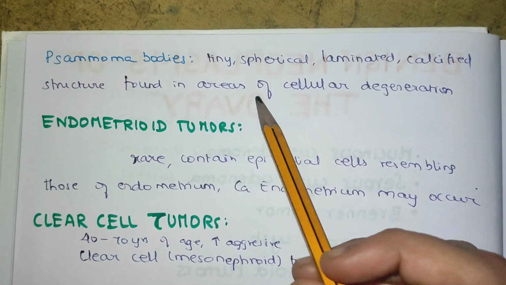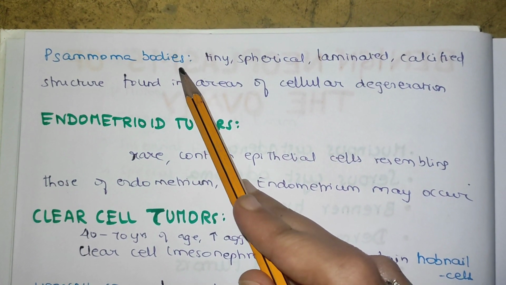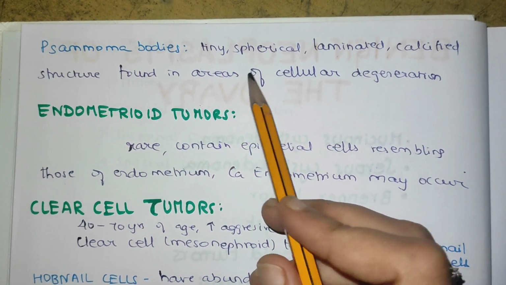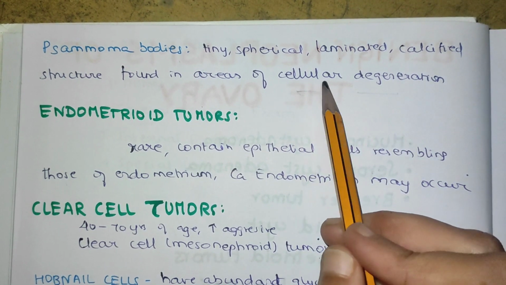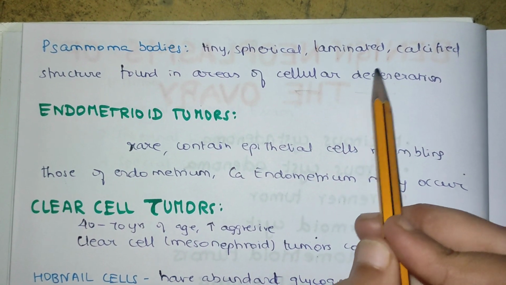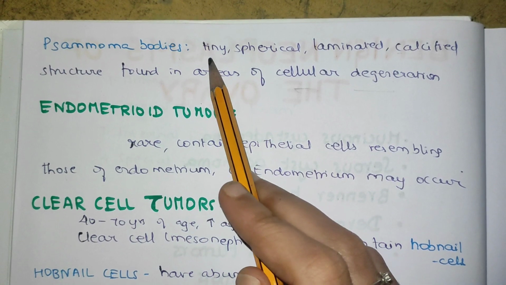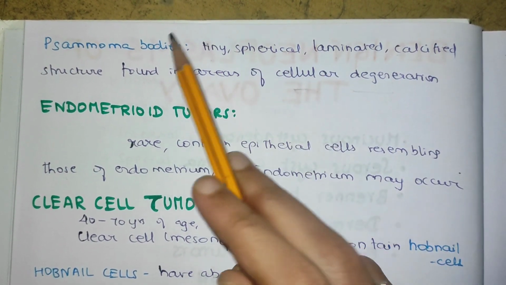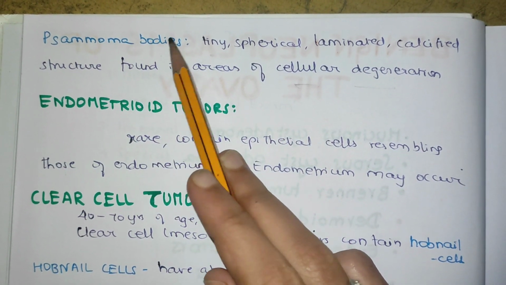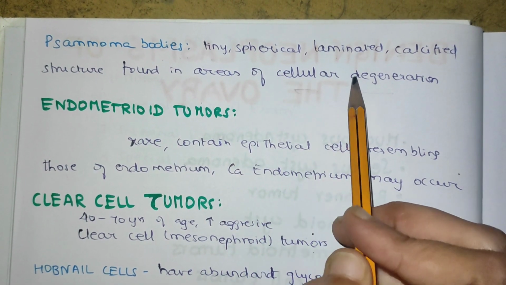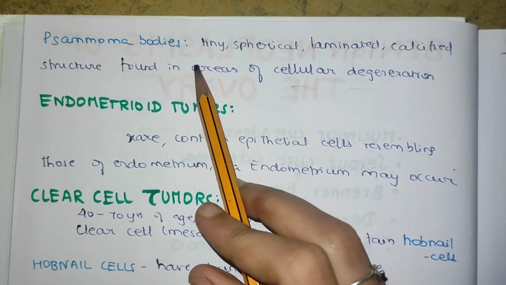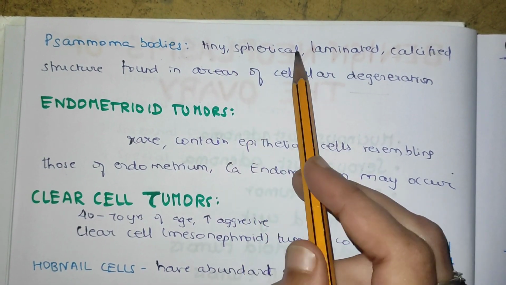Next important term in serous cystadenoma is psammoma bodies. They are present in the areas of cellular degeneration. Where cellular degeneration happens, there is a calcified structure which is tiny, spherical in shape and laminated, known as psammoma bodies. So psammoma bodies are found in cellular degeneration areas, which are calcified structures that are tiny, spherical and laminated.